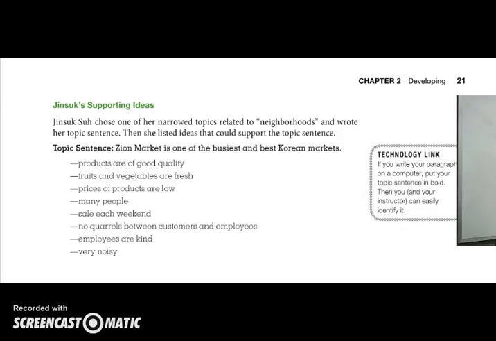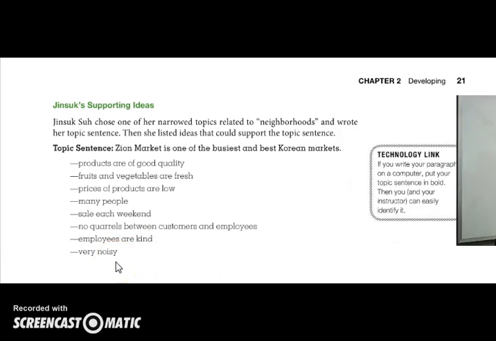And here are all of the ideas. The products are of good quality, the fruits and vegetables are fresh, the prices of the products are low, there are many people, there's a sale each weekend, there are no fights going on between the customers and the employees who work there. I guess that's a good thing. The employees are kind and it is very noisy.